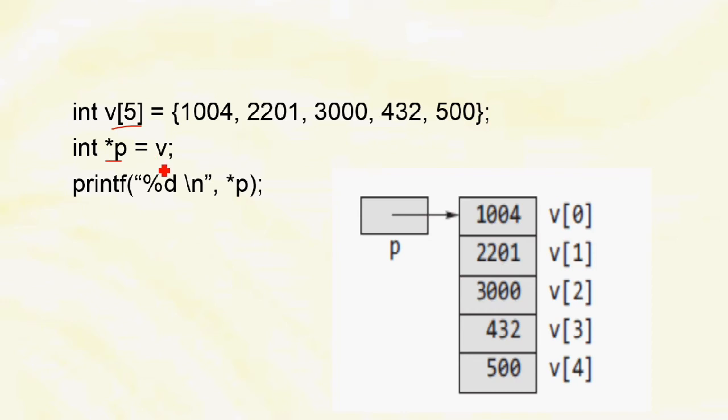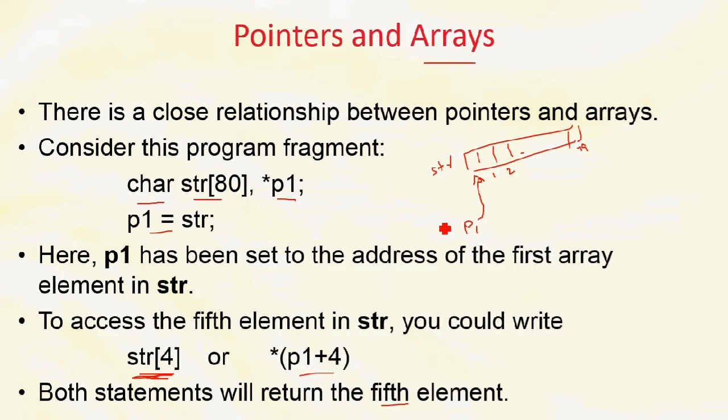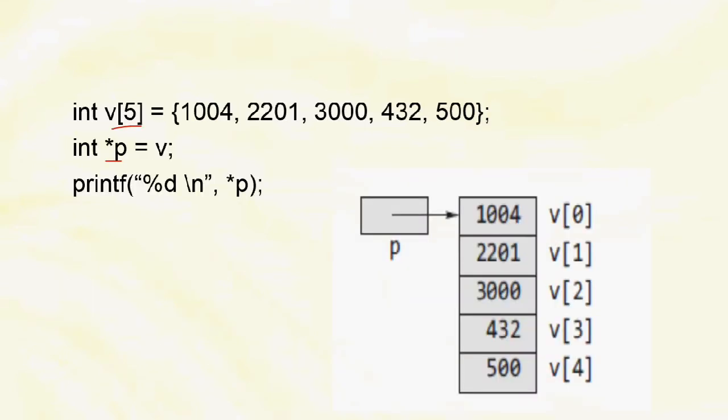Now I created an integer pointer P which is equal to V. The meaning of this statement is that the starting address of V is stored in P. Now P points to the first element, like here we said P1 points to the first element of str. Similarly here P points to the first element of this array, which is V of 0. Now this location is pointed to by P. Now I use star P. If you use star P, what output are we getting? P points to this location, the V of 0 location. What value do we have here? 1004. So here we are getting the output as 1004.